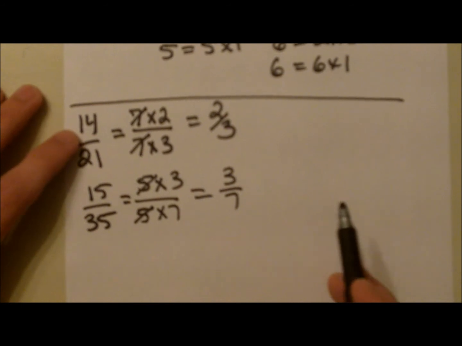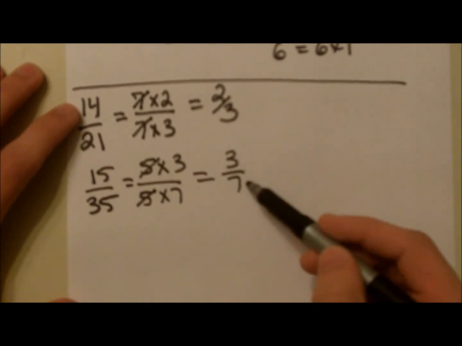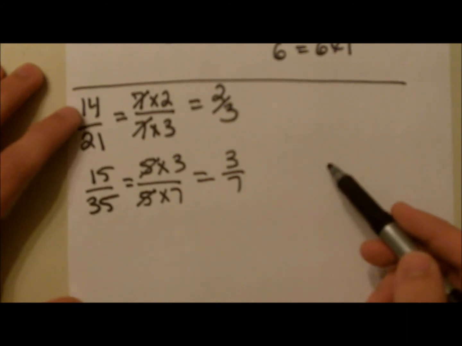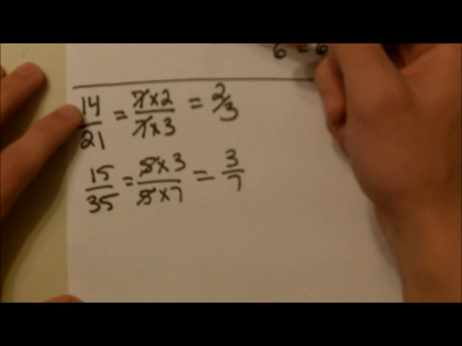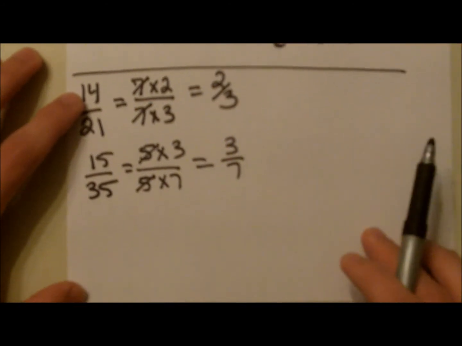So whenever you see that on an exam or the teacher asks for that, that's all they're really talking about. These 2 terms can't be reduced any further because 7 is a prime number, that can't be reduced anymore, and 3 is a prime number, that can't be reduced anymore.